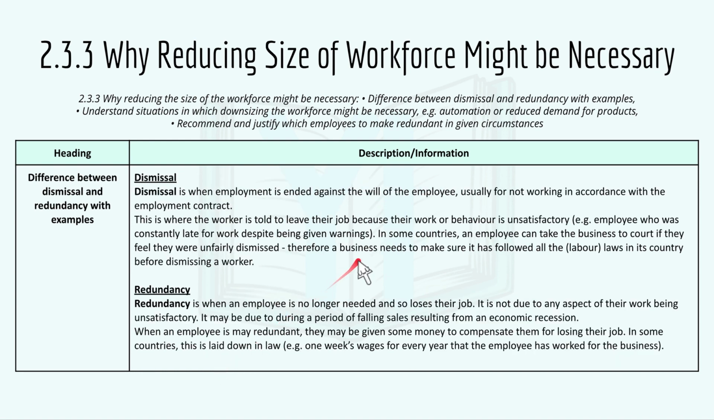Dismissal is when employment is ended against the will of the employee, usually for not working in accordance with the employment contract. This is where the worker is told to leave the job because the work or behavior is unsatisfactory. For example, the employee who was constantly late for work despite being given warnings. The key thing here is despite being given warnings.